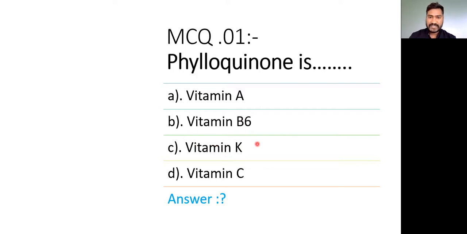In the pharmacy exam they may change the options; it may be asked as vitamin K1. So you have to choose the right answer here. Phylloquinone is vitamin K, and vitamin C is ascorbic acid. So with options like these, you can choose the right answer. Phylloquinone is nothing but vitamin K, so you have to remember and recall the chemical names of the vitamins.